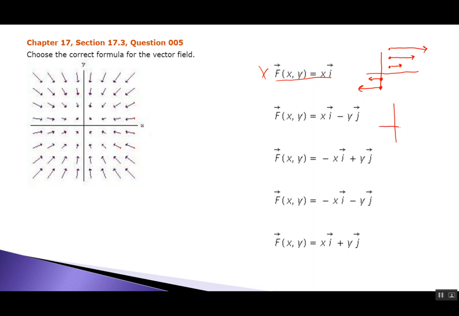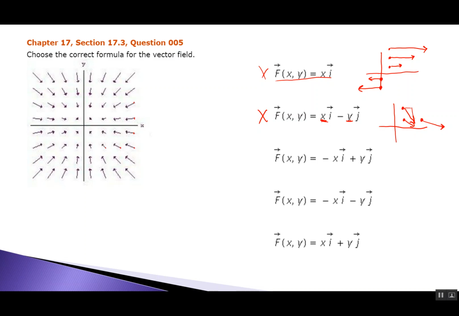xi minus yj. Suppose I'm at the point 1, 1. Then the vector is 1, comma, -1. So it'll go 1 unit to the right and 1 unit down. If I'm at the vector 2, 1, then it will give me 2, -1. So it'll go 2 over and 1 down. If I'm at the point 1, 2, it will go 1 to the right and 2 down, so it'll point there. Doesn't look like this, so it's not that one.